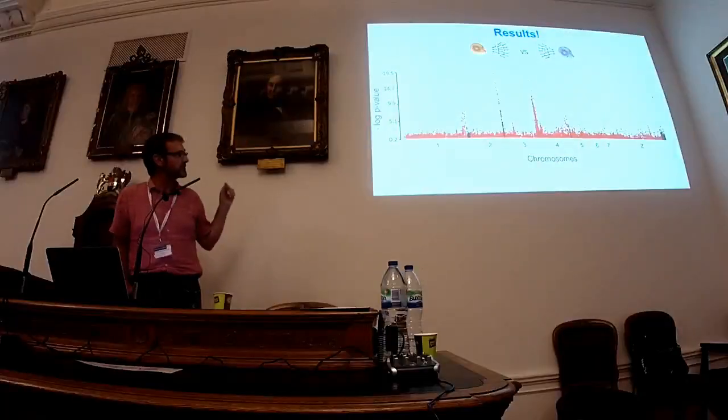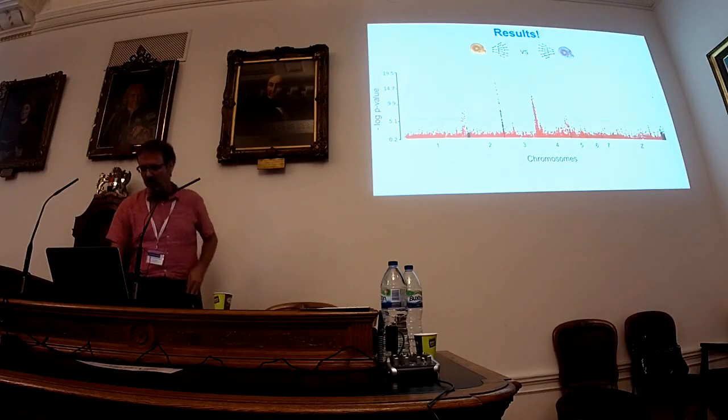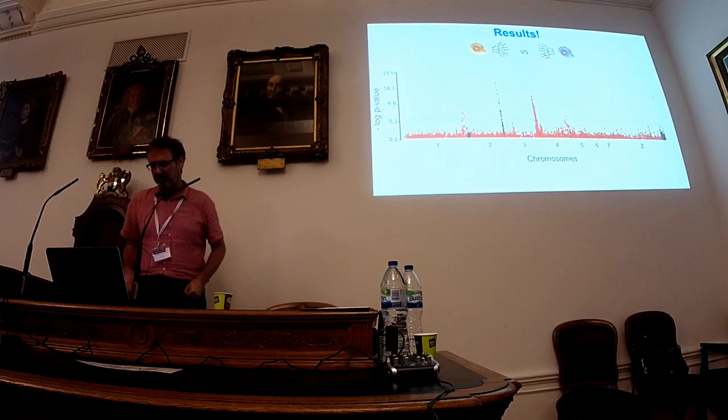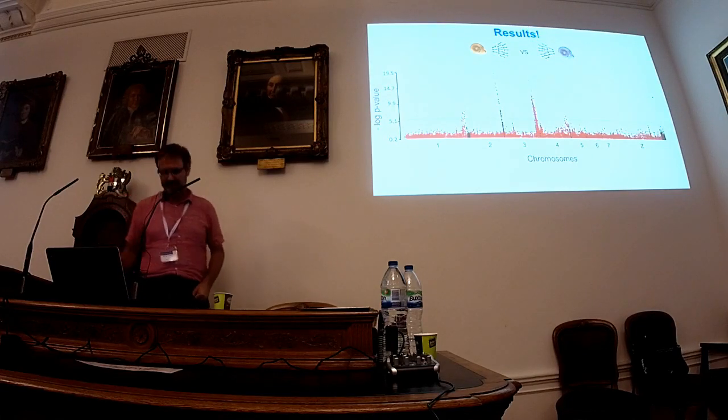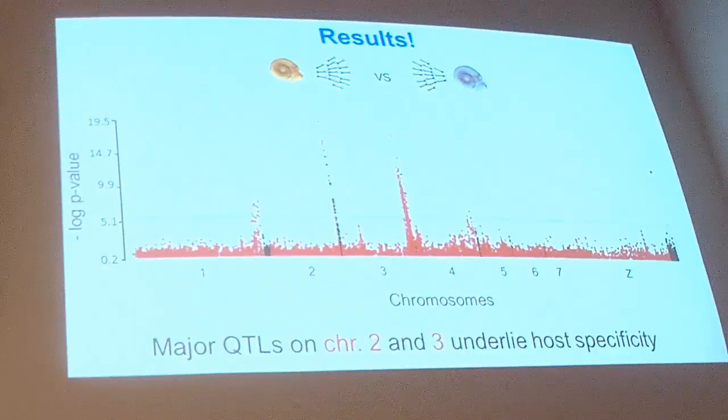So on the y-axis is the minus log p-value. We have values up to 10 to the minus 20. We see a very strong peak on chromosome 3, another peak on the end of chromosome 2, and some possible peaks on chromosome 1 and chromosome 4. So two major alleles appear to be key to explaining host specificity in this particular system.